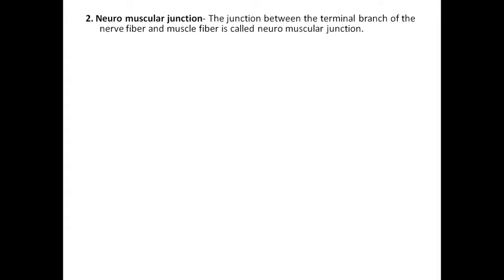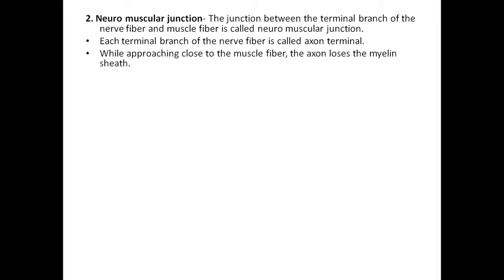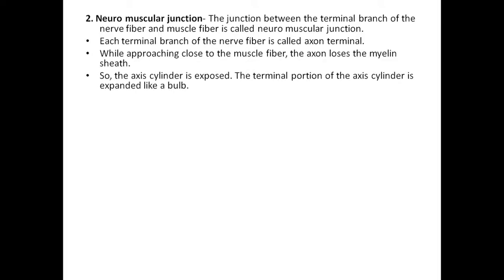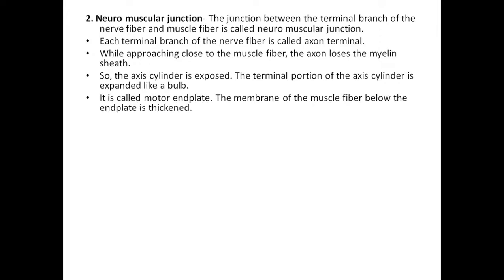Second question is neuromuscular junction. The junction between the terminal branch of the nerve fiber and the muscle fiber is called neuromuscular junction. Each terminal branch of the nerve fiber is called an axon terminal. While approaching close to the muscle fiber, the axon loses its myelin sheath, so the axis cylinder is exposed. The terminal portion of the axis cylinder is expanded like a bulb. It is called a motor end plate.